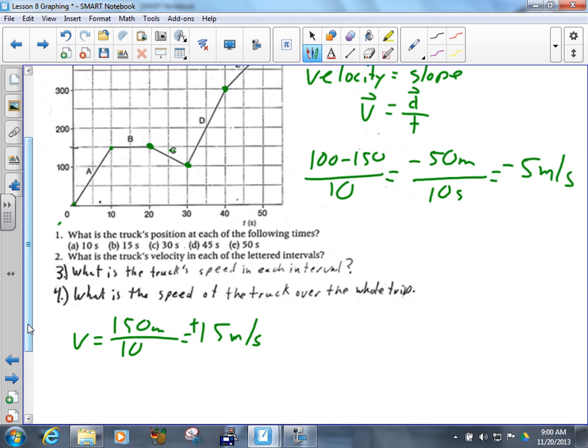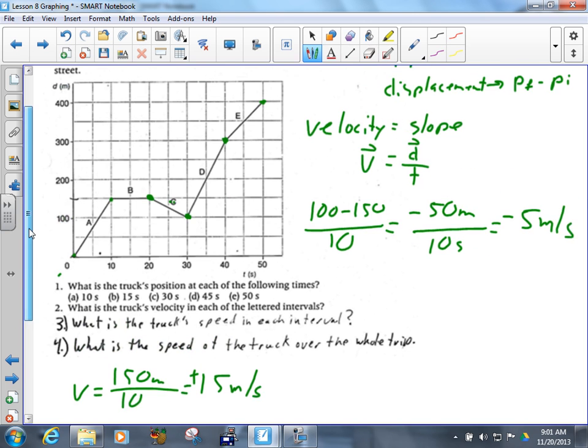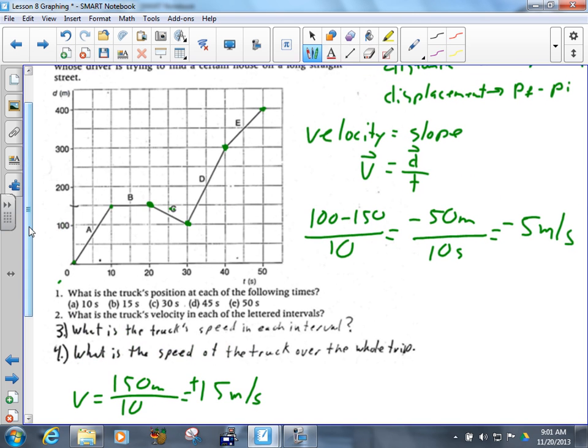What's the speed of the truck over the whole trip? This trip has multiple sections. If I'm going to find the average speed, what 2 things do I need? Total distance and total time. The total time is 50 seconds. I can read that directly off the graph. But I can't read the total distance directly. I have to calculate it by doing what with all the sections? Adding them up.